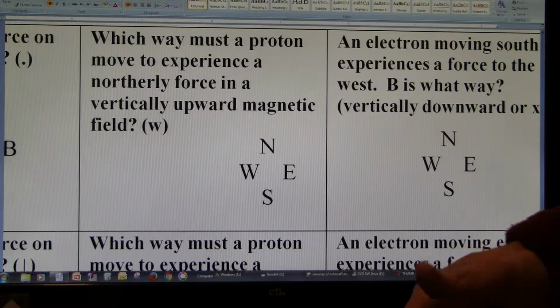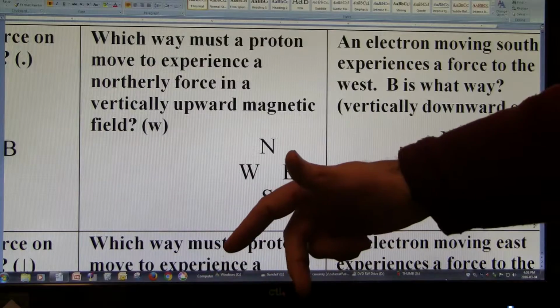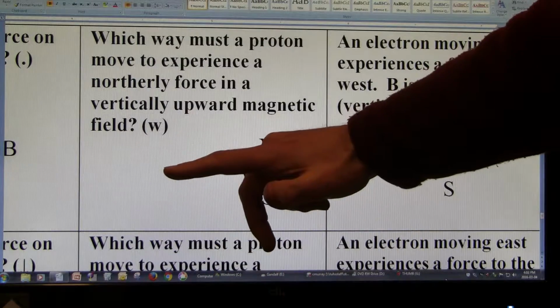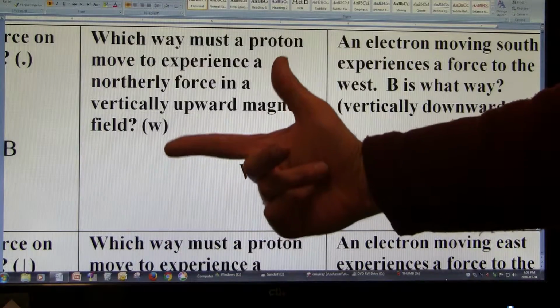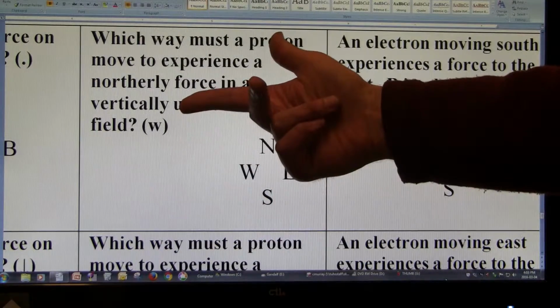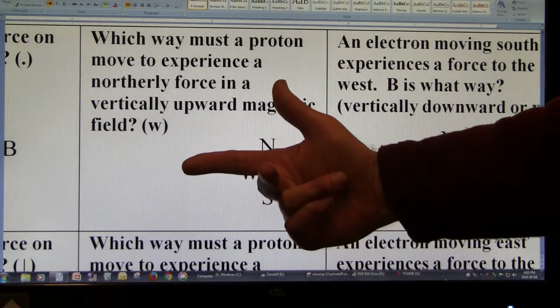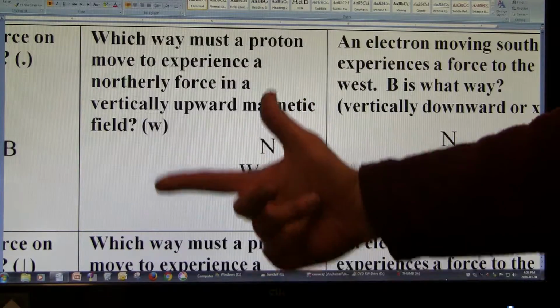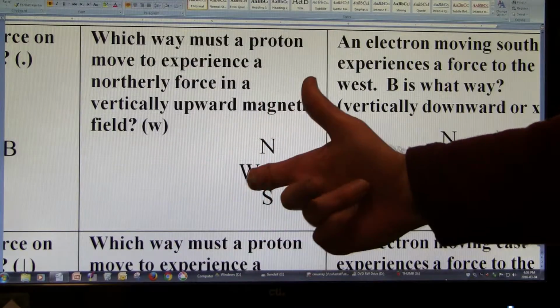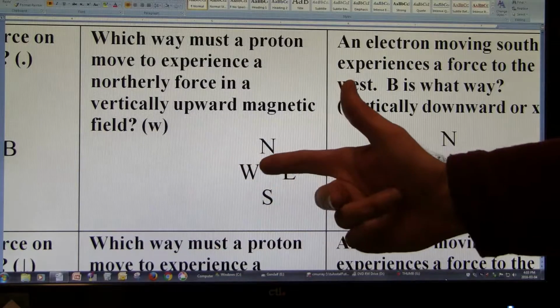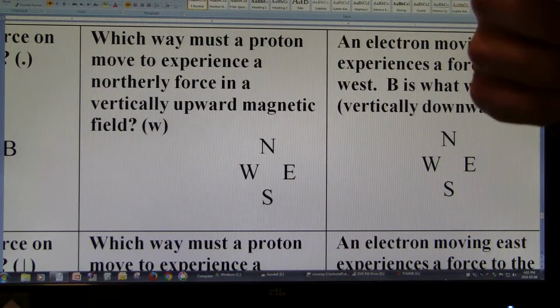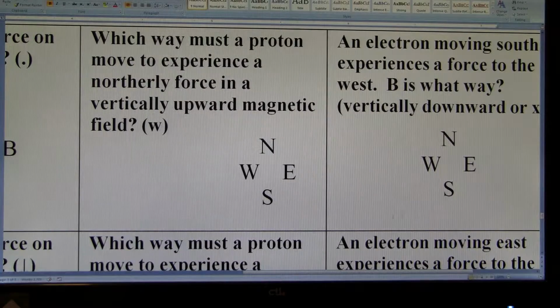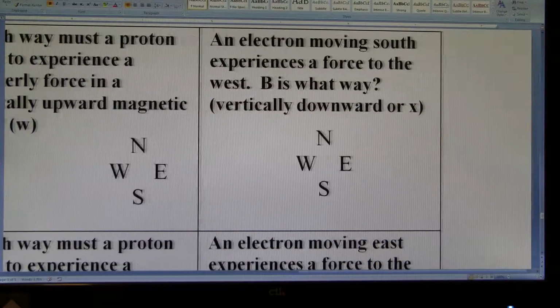Okay, so let's see, it's a vertically upward magnetic field. So vertically upward is this way, right? It's a northerly force, and it's a proton. Remember, protons are positive, right? They're always very positive about things. Okay, and so the proton's got to move, the velocity has to be to the west. Remember, it's never eat soggy wheat. It really is wheat, it's not waffles. People say it's waffles, but I don't think so.